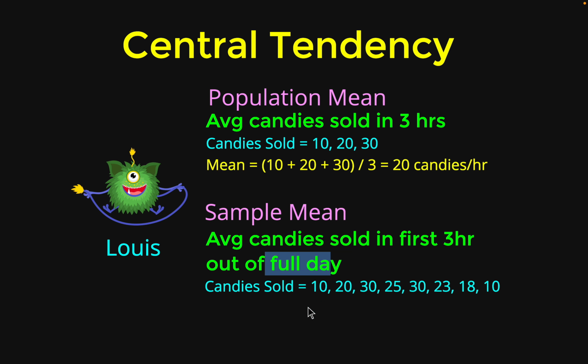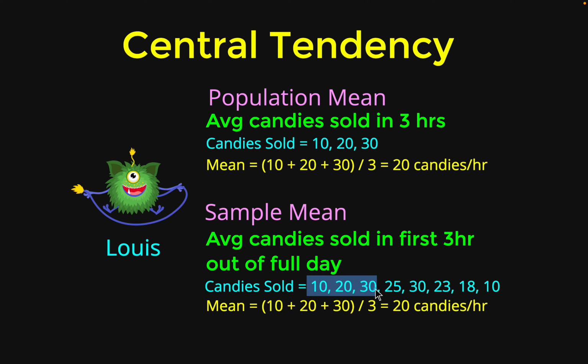Now these are the different candies which are sold by Louis throughout 8 hours in the day. So for the first hour he sold 10 candies, for the second hour 20 candies, for the third hour 30 candies, and so on. So let us see how we can calculate the mean in this case. Again, everything remains the same. For the first 3 hours we have the same figures. So 10 candies for the first hour, 20 for the second, 30 for the next. That's why we have 10 plus 20 plus 30, and the number of hours for which we are calculating is 3. That's why we have 3 over here, and again this evaluates to 20.